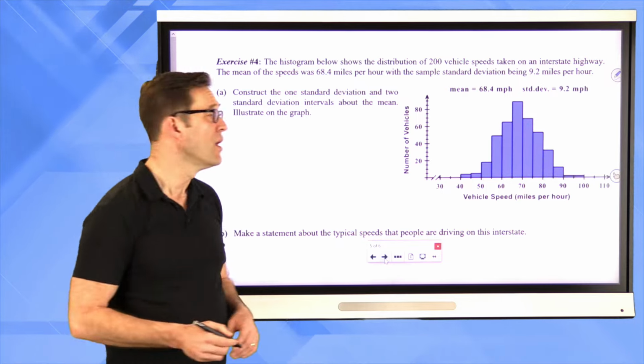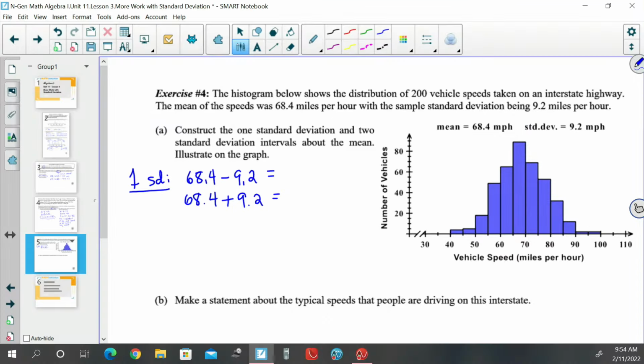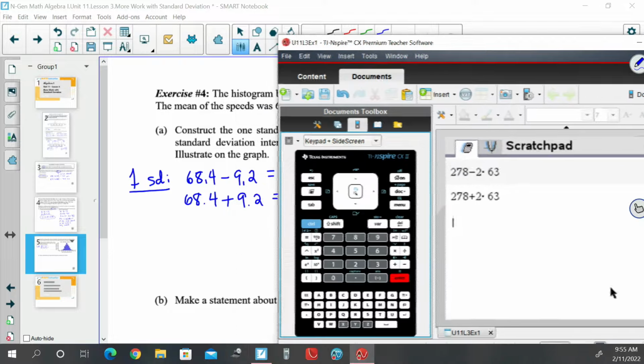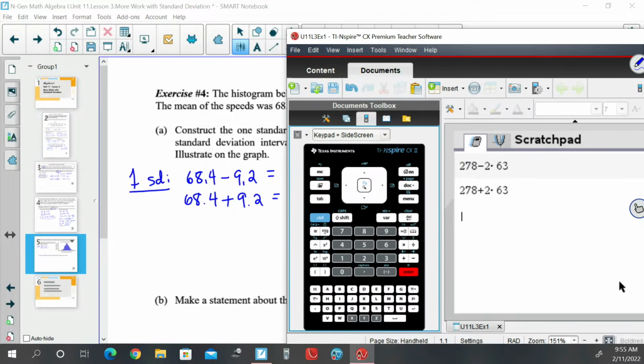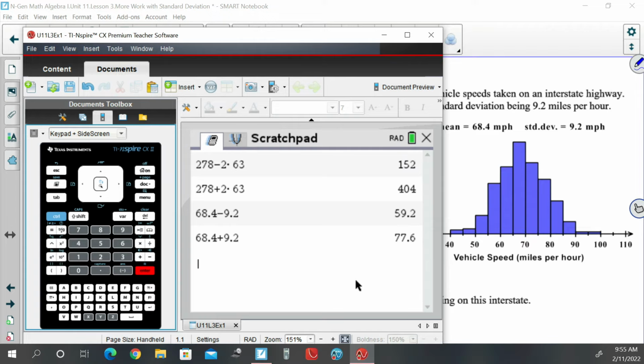All right, well, here we go. So for the 1 SD interval, we're going to have 68.4 minus 9.2 and 68.4 plus 9.2. Let me bail out of here. So, let's see, 68.4 minus 9.2 and 68.4 plus 9.2, and yes, I know those aren't on the screen. I'll bring them back. So we have 59.2 to 77.6.